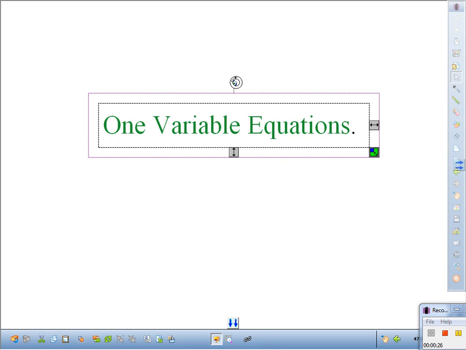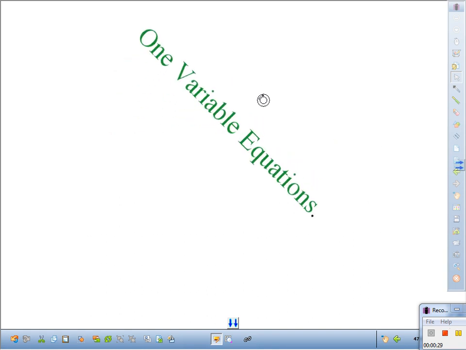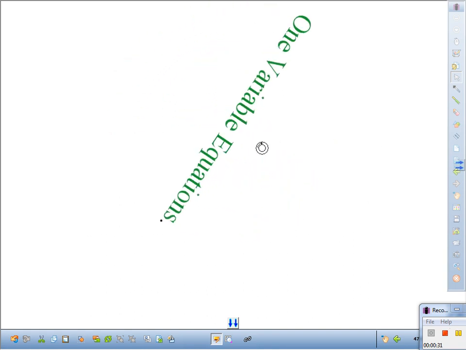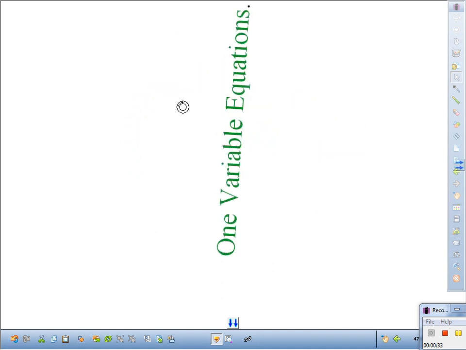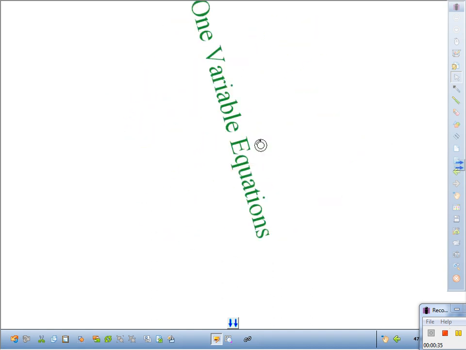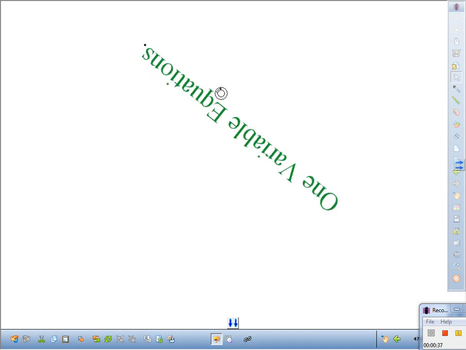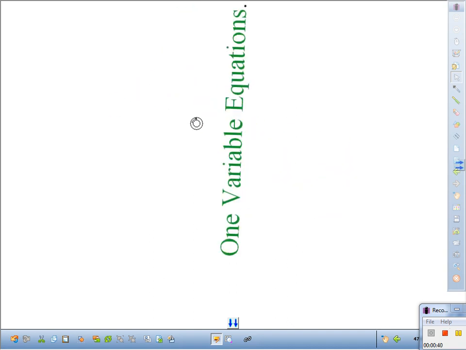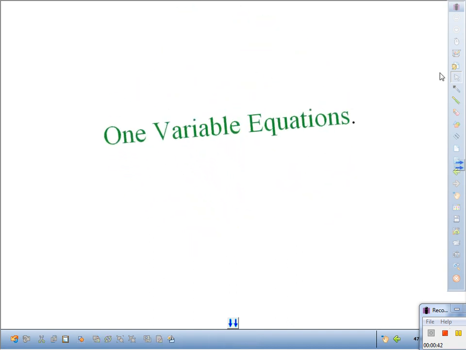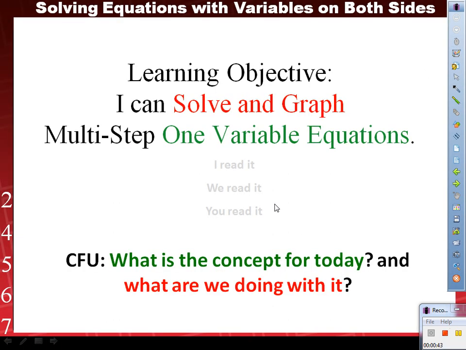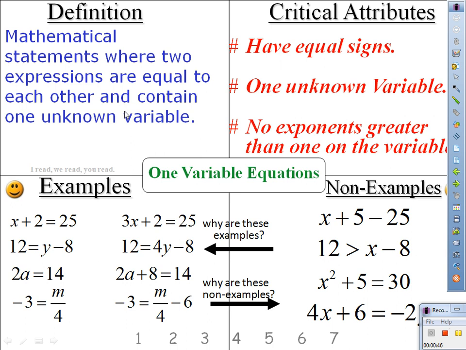One variable equations. I'm hypnotizing you. So yeah, we're still on one variable equations. We don't need a Frayer model because we already know the definition, yes? Do we know the steps? What are the 4 steps? Simplify, isolate, plot, check.